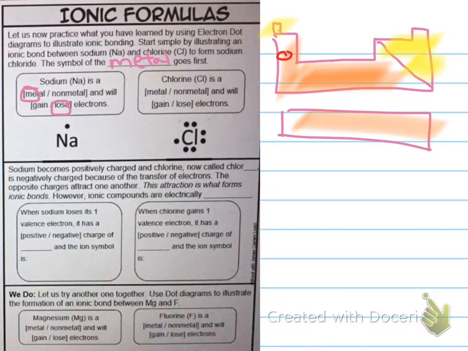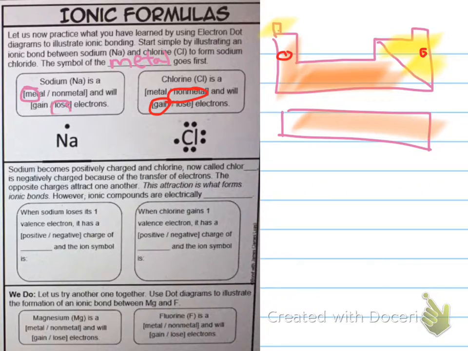So sodium is located right about here on your periodic table, therefore it is a metal, and therefore it loses electrons. Notice it only has 1 valence electron, so it's going to lose that electron. Chlorine, on the other hand, is right over here and is a nonmetal, so it will gain electrons. Notice chlorine has 7 valence electrons, so it's very close to having a full outer shell. It needs to gain 1 more electron to have that full outer shell.